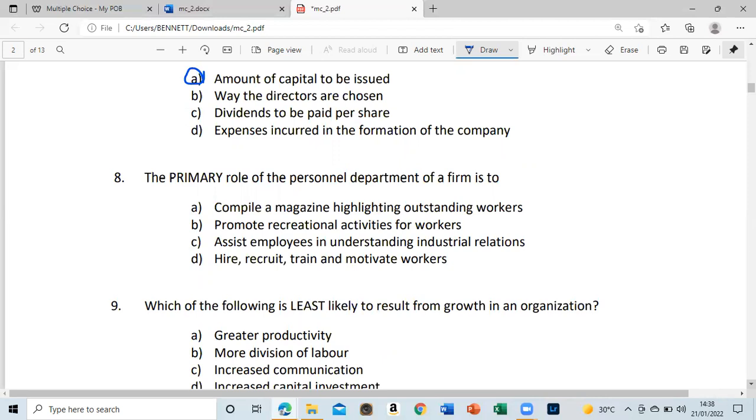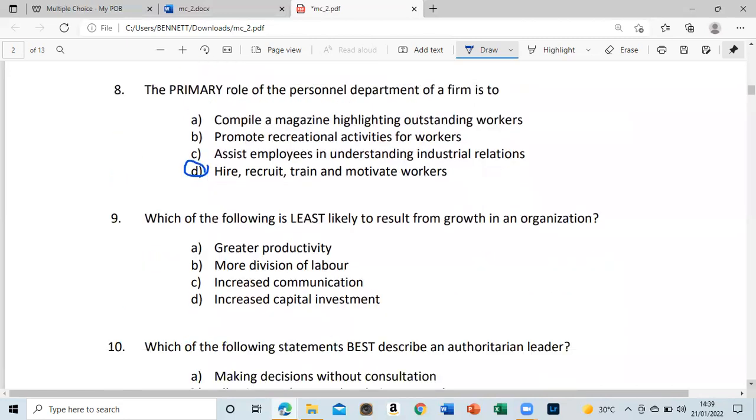The primary role of the personnel department of a firm is to A, compile a magazine highlighting outstanding workers, B, promote recreational activities for workers, C, assist employees in understanding industrial relations, or D, hire, recruit, train, and motivate workers? And that would be D. A lot of people need motivation. Some students do also. All right, let's look at number 9.